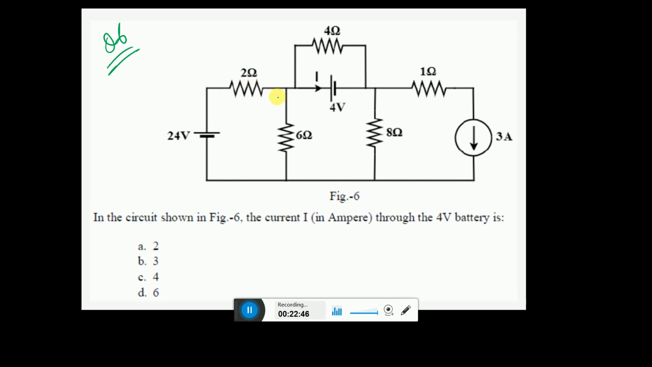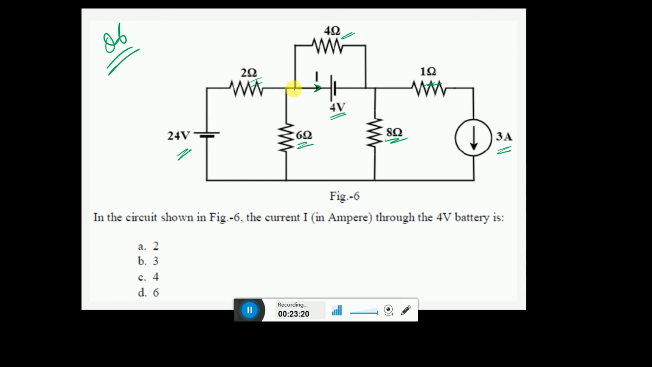So let us understand this numerical first. Here you have got a 24 volt source, a 6 ohm and 8 ohm, 1 ohm and 2 ohm resistor, and a 3 ampere current source. And there is a 4 volt voltage source over here, and a 4 ohm resistor. The point to be noted is that the question asks what is the current flowing through the 4 volt battery or 4 volt voltage source.